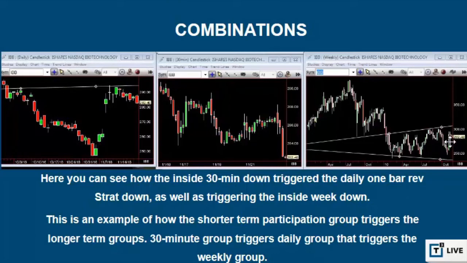It was an inside week. This 30-minute break, the intraday participation group, causes the rev strat of the daily. At that point, the daily and the 30-minute group then trigger the weekly inside bar break. The 30-minute group causes the rev strat for the daily group. The 30 and daily group then trigger the weekly group equilibrium break to the downside.